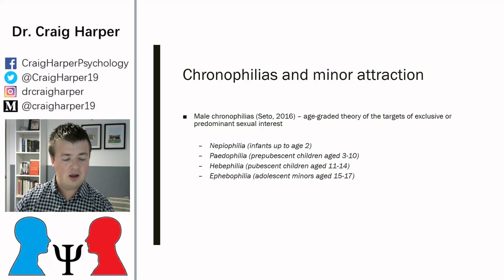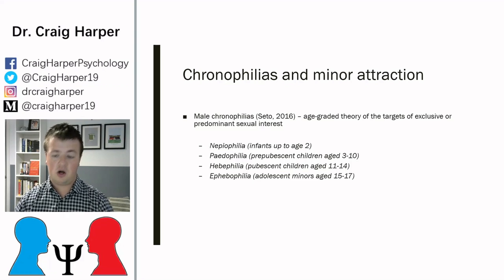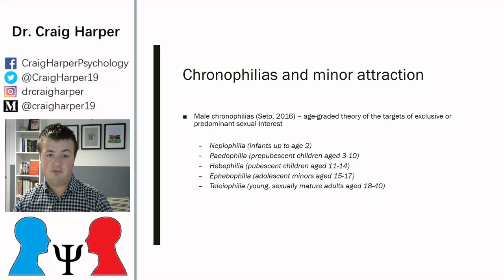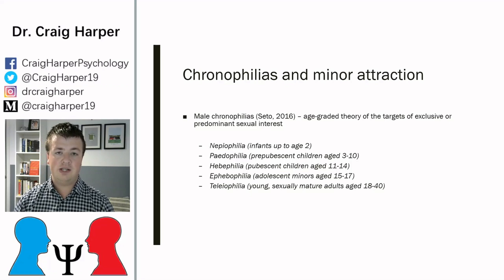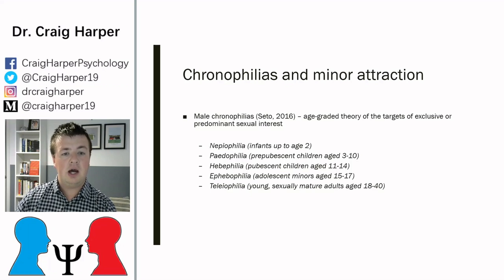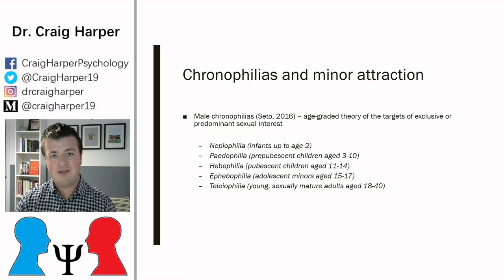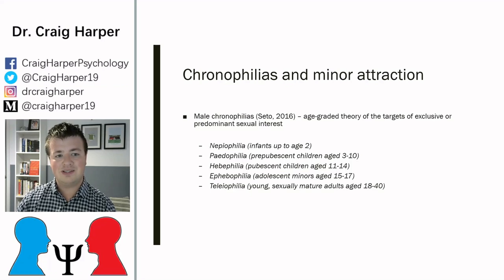This is a very controversial chronophilic subtype, and a lot of people will suggest that this shouldn't necessarily be a specific subtype in and of itself, because a lot of people who are of the next chronophilic subtype of a teleophilic orientation will also find ephebophilic targets quite attractive. There may be evolutionary reasons for this, but there's a lot of controversy about whether ephebophilia actually represents its own distinct subcategory of chronophilia. Then we have teleophilia, as I've just said.